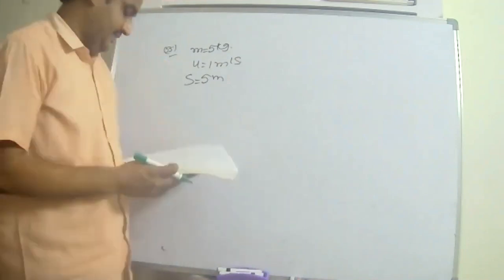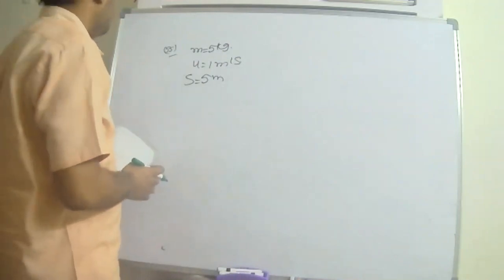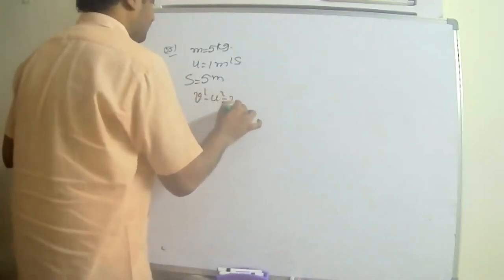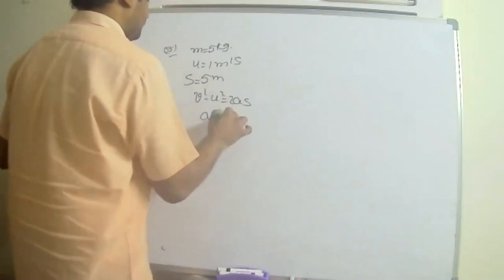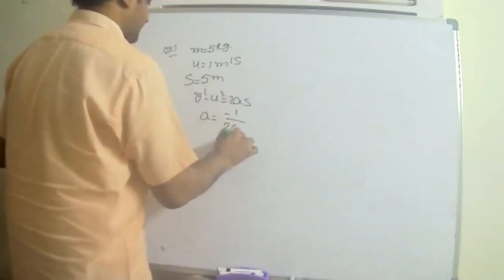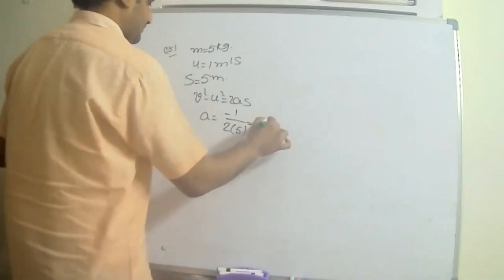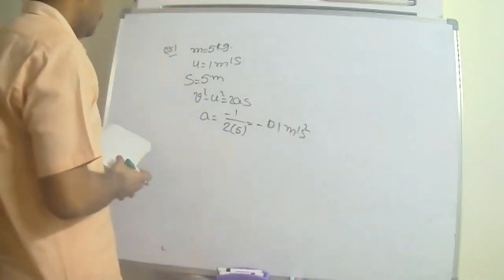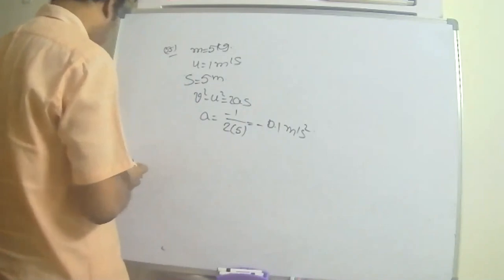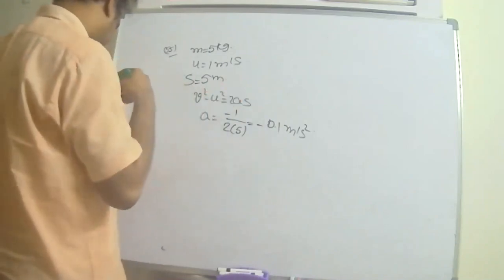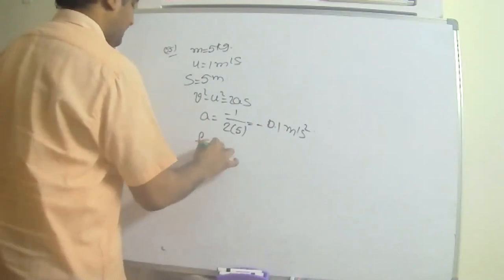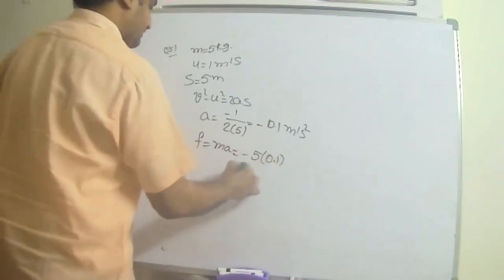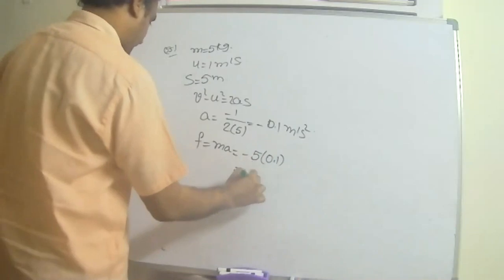So how does the frictional force come? First we need to calculate how much the retardation is. So v square minus u square is equal to 2as. So a is equal to minus 1 by 2s, minus 0.1 meter per second square. So work done is equal to average frictional force. How much is the friction? Mass into the acceleration. Mass 5 kg. So 5 into 0.1, so 0.5.